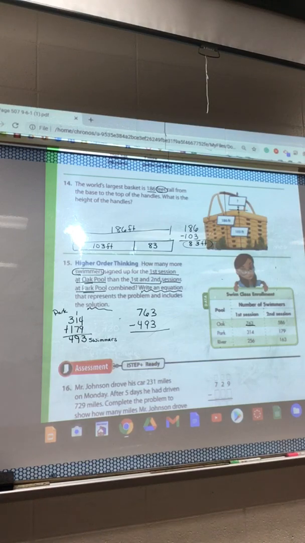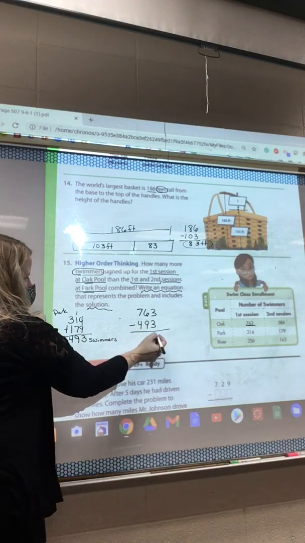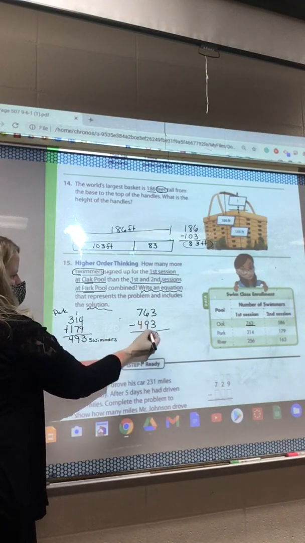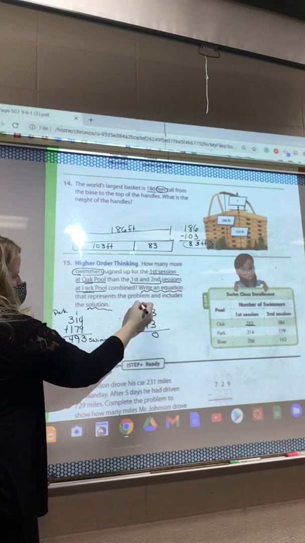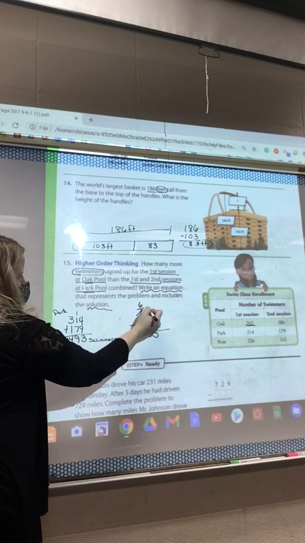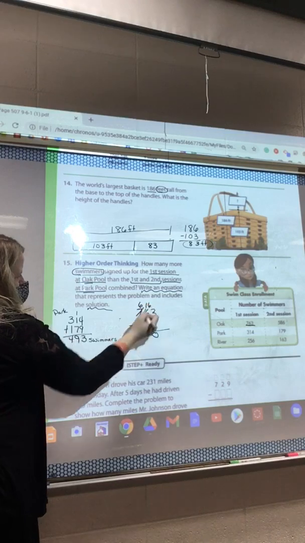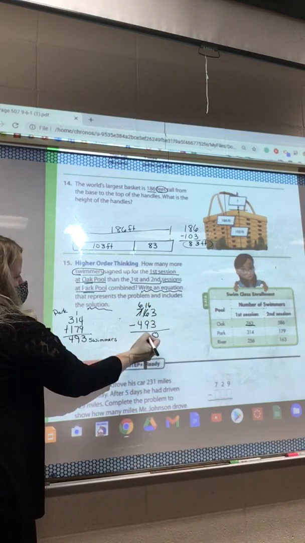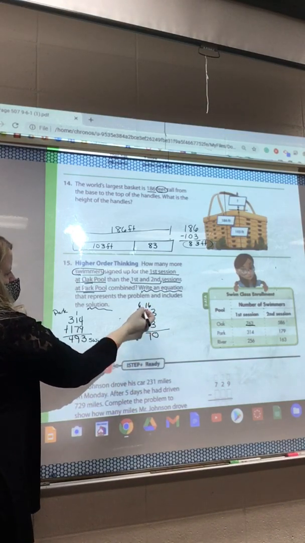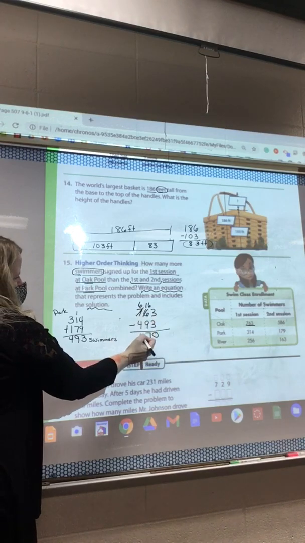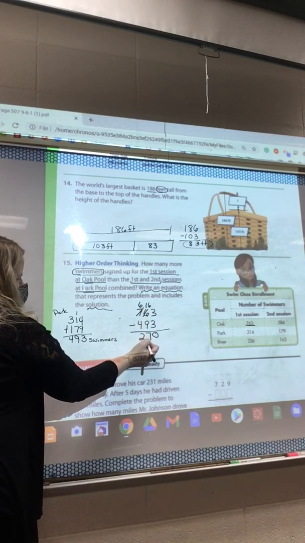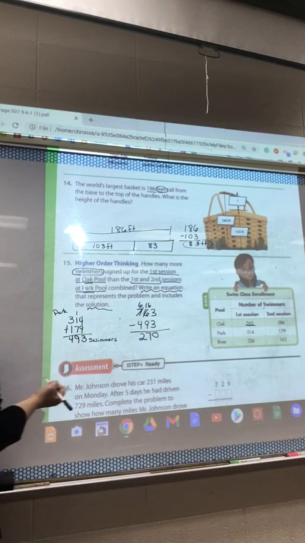Okay, so let's go ahead and subtract. 3 minus 3 is 0. Can I do this? No, I gotta go over and regroup. This becomes a 6. Bring a 10 back over. This becomes 16. 16 minus 9. 4 minus 6? I have to regroup again. 2. 270 what?